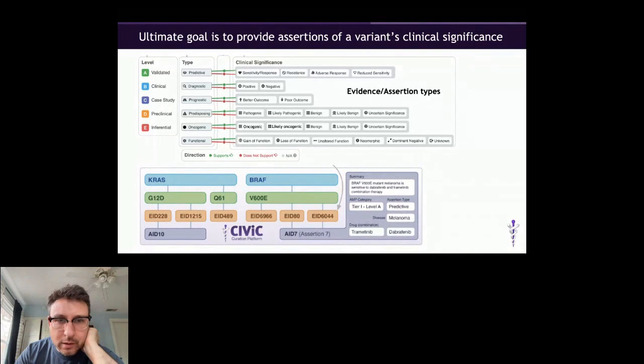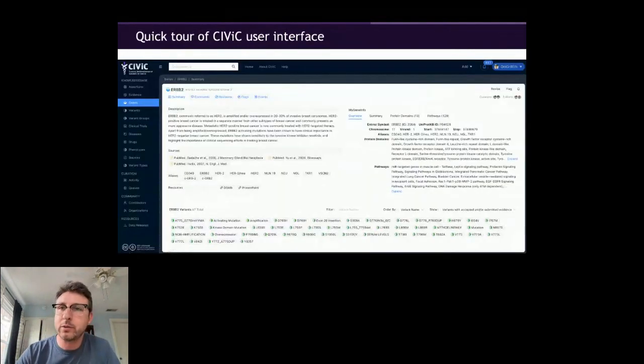slides here? There. So I thought I'd give you a quick tour of the CIViC user interface. This is a view of one of the main pages, the gene page. Along the left here, you can see navigation to the top-level concepts in the knowledge base, like assertions, evidence, variants, genes, and so on. You can also perform a quick search across all of these entities.